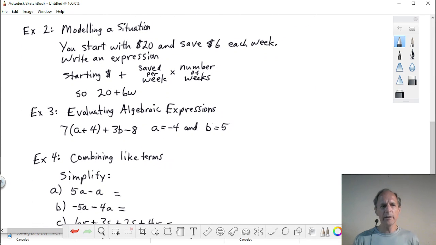Okay, so the situation is you start with $20, you save $6 each week. And we just want an expression to model that situation. We're not solving a problem yet. This might be part of a problem, but for now, we just want to model that situation.